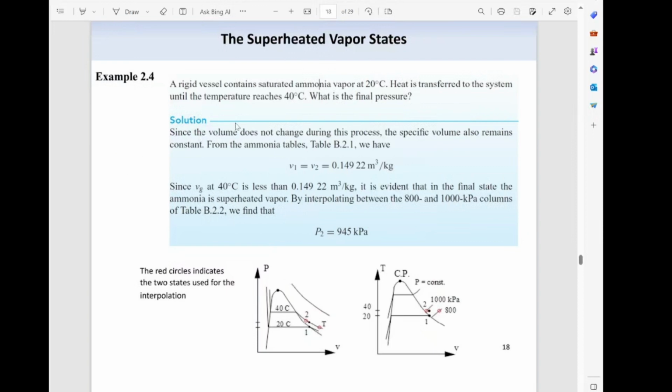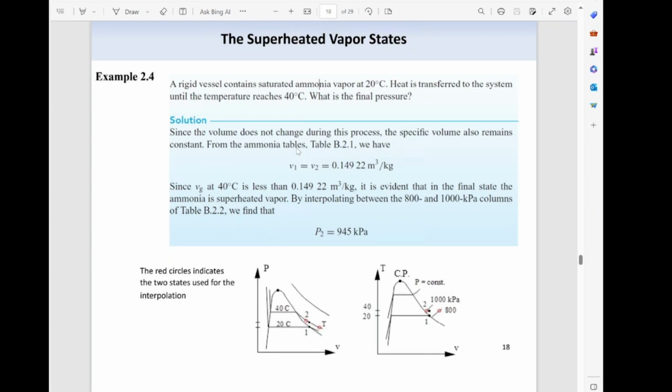This one is a rigid vessel that contains saturated ammonia vapor at 20 degrees C. Heat is transferred to the system until the temperature reaches 40 degrees C. What is the final pressure? Okay, so first part of this, what we realize here is that the volume is not going to change, so our specific volume, since it's a rigid vessel, will be constant. Okay, so we can start by looking at table B.2.1 and finding the specific volume for saturated vapor.